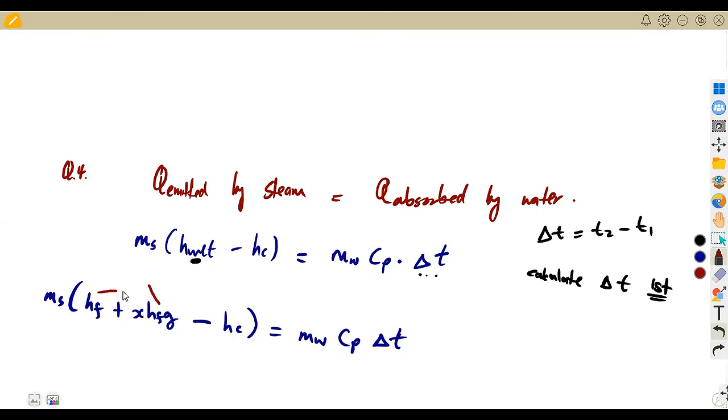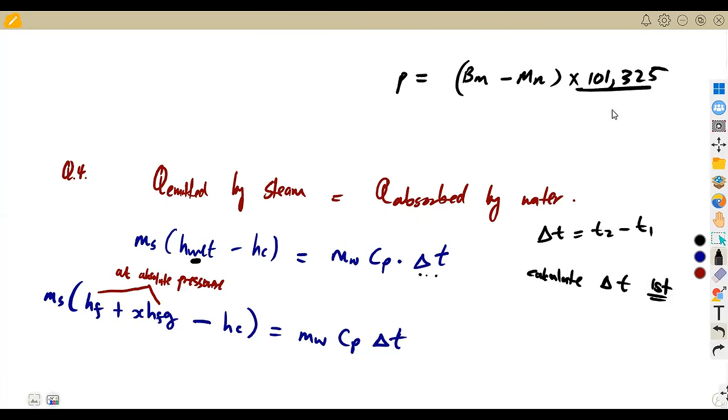So HF and HFG for the wet steam will be taken at the absolute pressure. Sometimes they give you the barometer reading and the manometer reading. You take those values at the absolute pressure, where P is equal to the barometer reading minus the manometer reading times 101.325 over 760, if I'm not mistaken there. All right, but that's it.